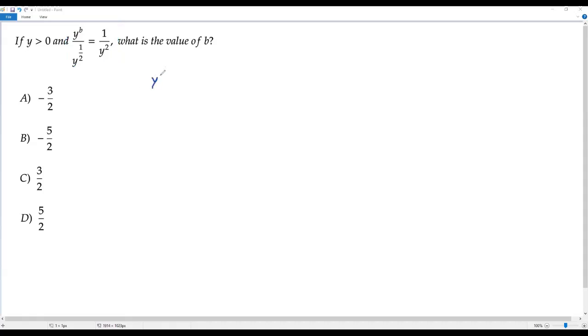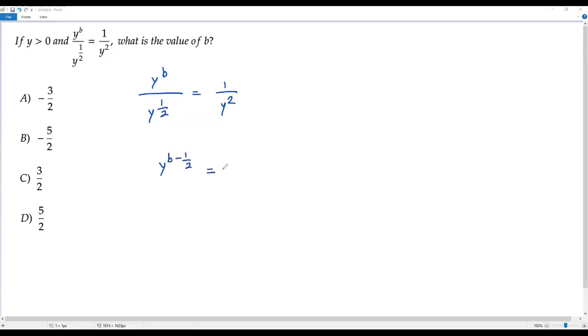First, let me write the given equation, that is y to the power of b divided by y to the power of 1 over 2 equals 1 over y squared. Here we divide two terms with the same base. The base in the numerator is y, and the base in the denominator is also y. So whenever we divide two terms with the same base, we keep the base and subtract the exponents, according to the quotient rule of exponents. If I subtract the exponents, I'm getting b minus 1 over 2.